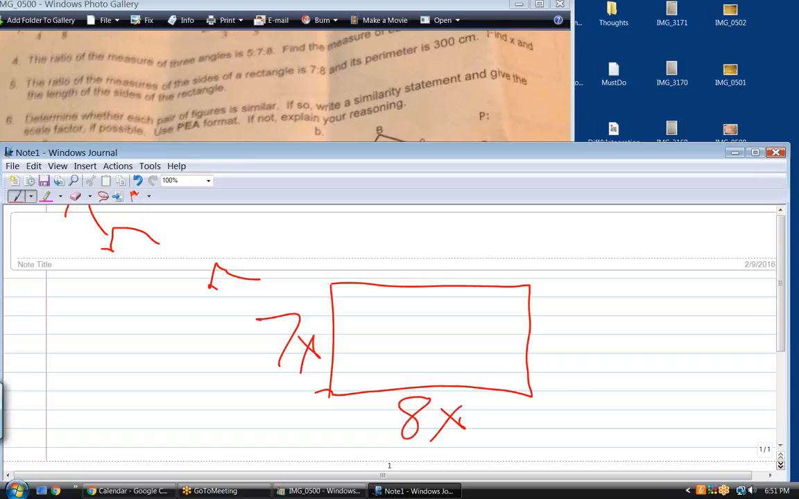15x equals 300. 15x is only from there to there. The perimeter is all the way around. No, 30x equals 300. So 30x equals 300.